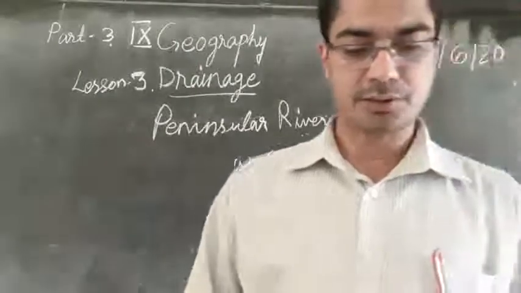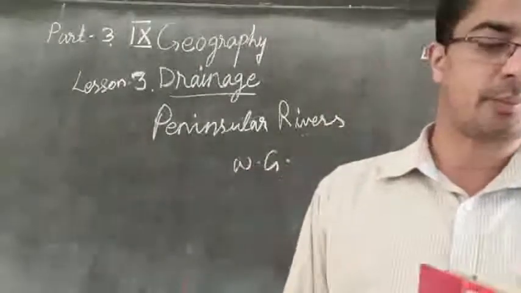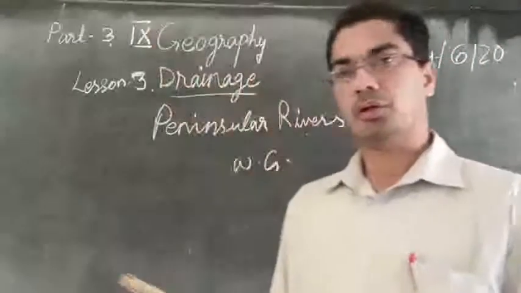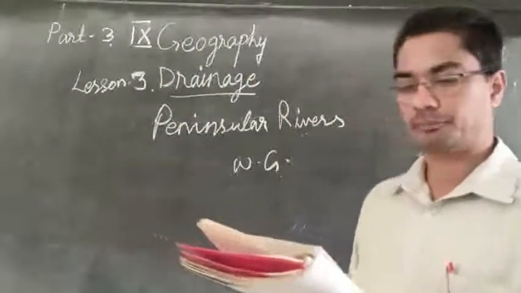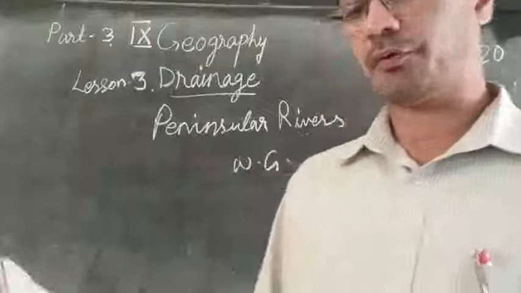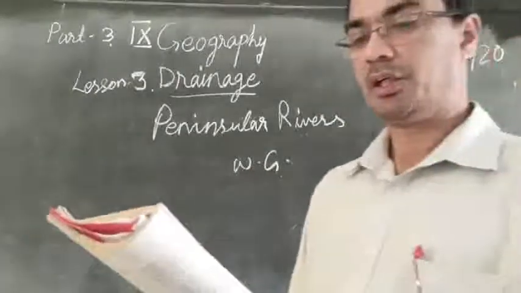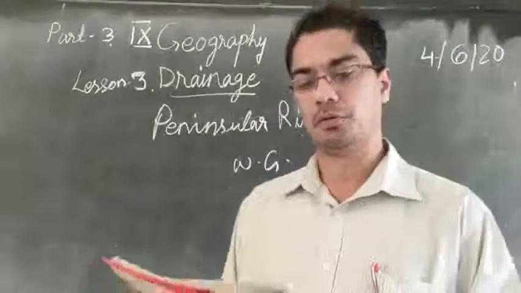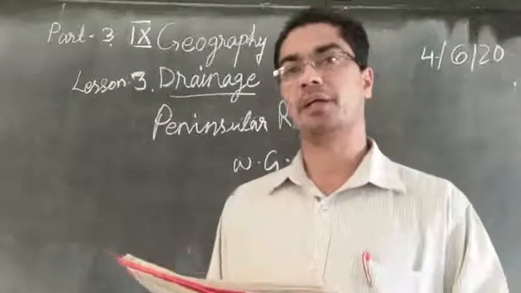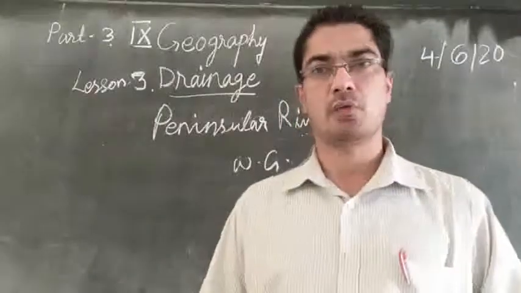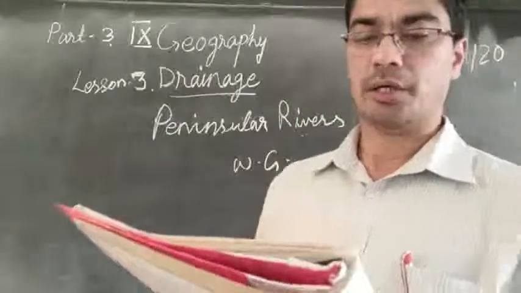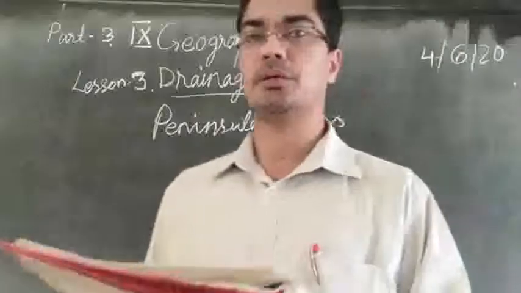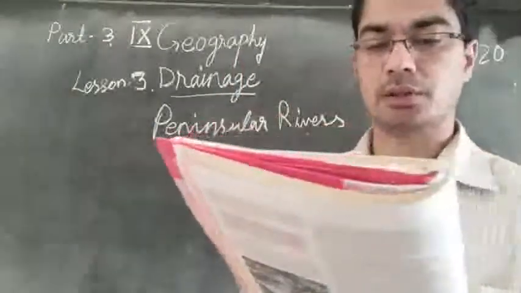And the drainage basins of the peninsular rivers are comparatively small in size. So which are the rivers flowing westwards and eastwards? The eastward rivers are Mahanadi, Godavari, Krishna and Kaveri. They are flowing towards the east. And what are the rivers flowing towards the west? They are Narmada and Tapi. They are the only rivers flowing towards the west.